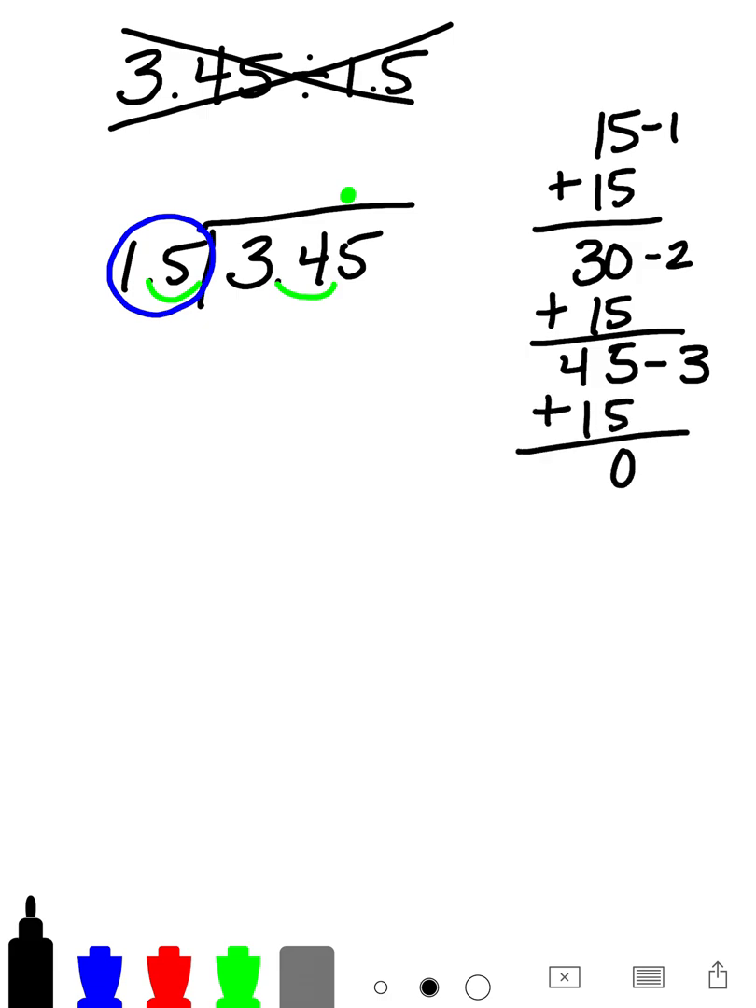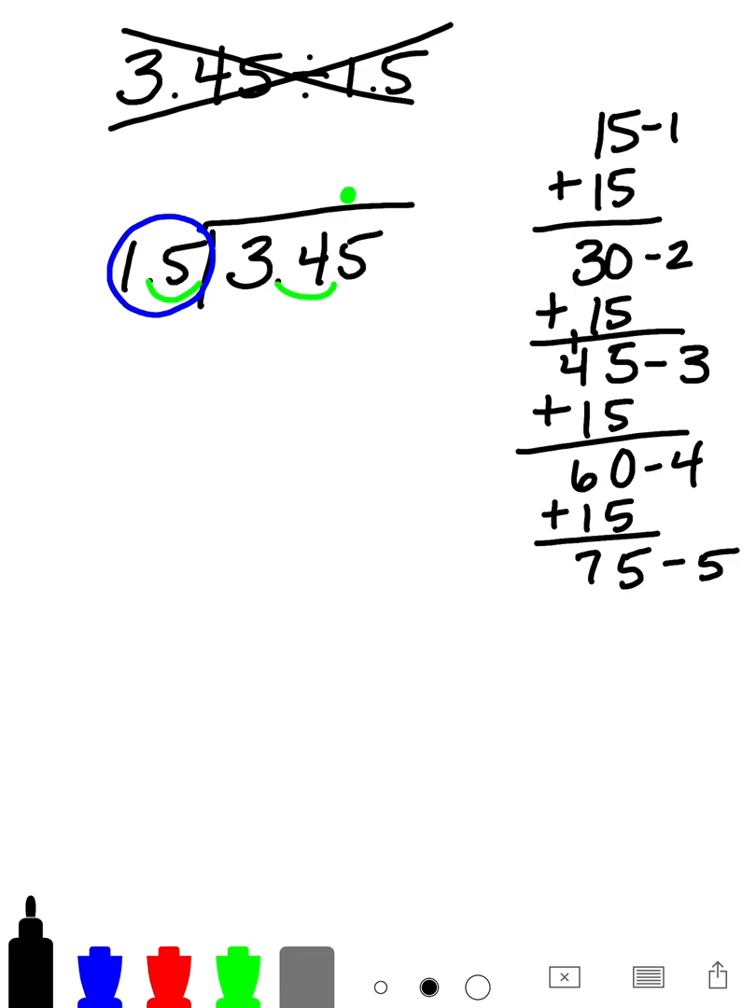Add 15, and that gives me 60. So that tells me that 15 times 4 is 60. And we're going to do it one more time since we should do it 5 or 6 times every time we do it. That gives me 75. So that tells me that 15 times 5 is 75. Okay?